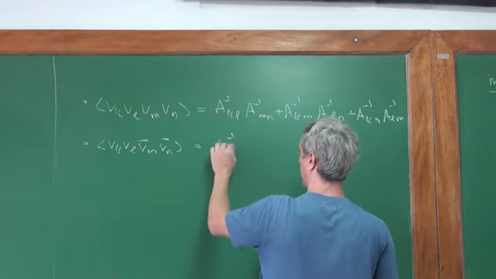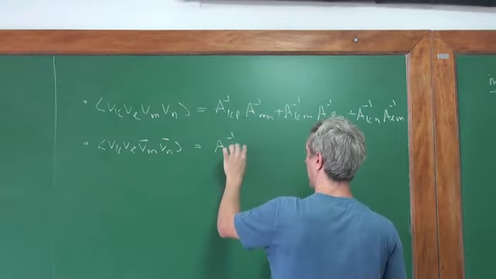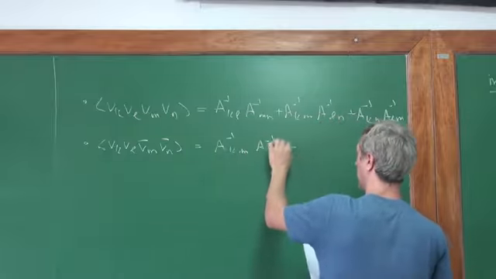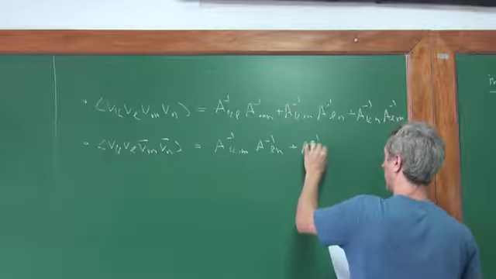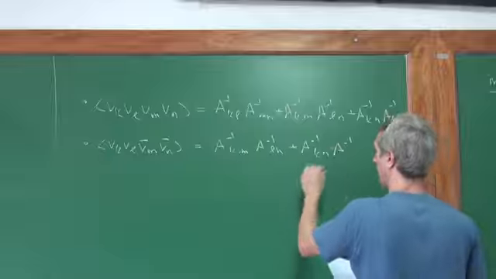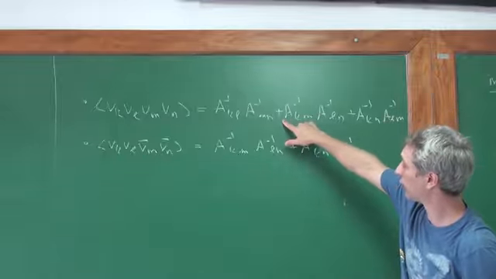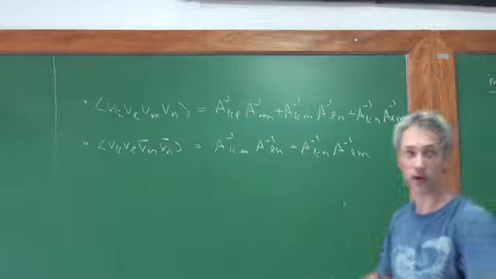So you would get a to the minus 1 km, a to the minus 1 ln, or a to the minus 1 kn, a to the minus 1 lm. Okay, so that's the difference between the real bosonic and the complex bosonic.